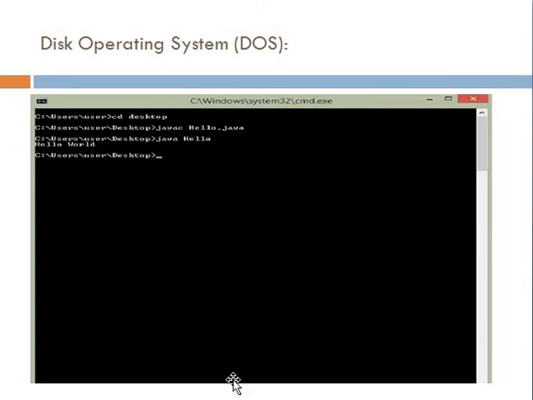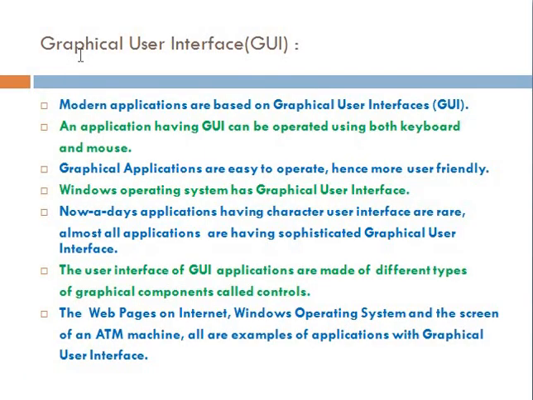Another demerit of such text-based operating systems is that, unlike graphical user interface operating systems like Windows, Mac, Linux, they don't have graphical controls and tools. The interface is simply a black screen like this, where the user has to type the commands. As a result, the operating systems involving the character user interface have been refined, and newer operating systems that involve the graphical user interface, or GUI in short, have been developed.